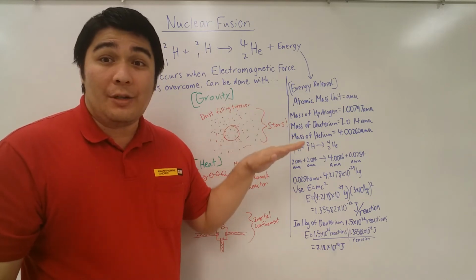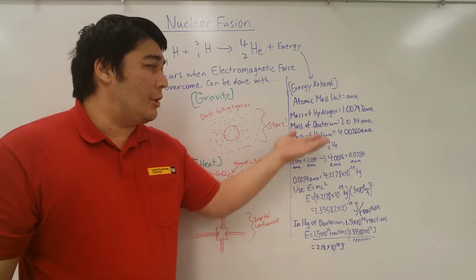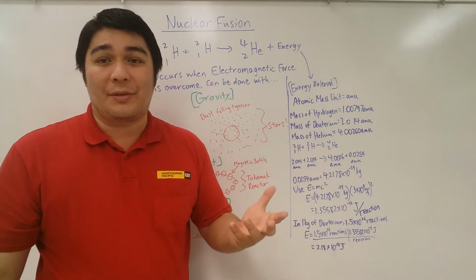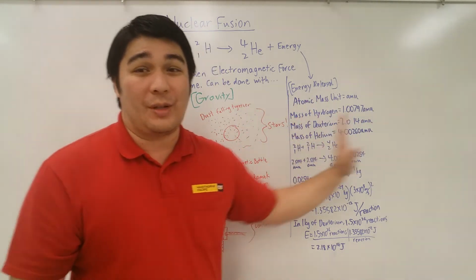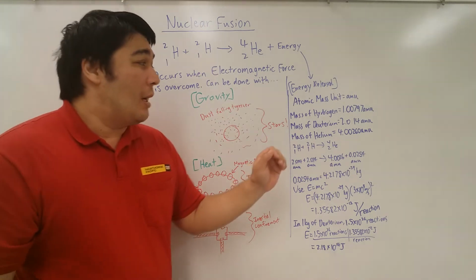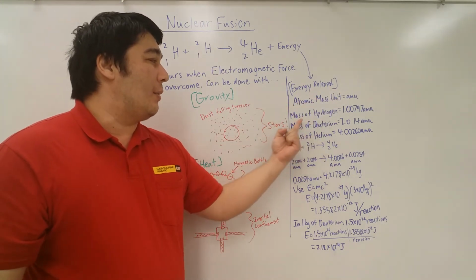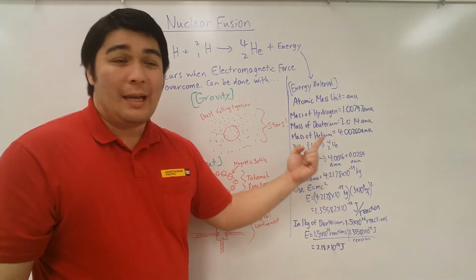To make things a little bit easier, I didn't want to keep writing the mass of hydrogen in kilograms, because I'd be using a lot of scientific notation, and all of the answers would get stretched out way over here. So what I did was use atomic mass units, AMUs. So the mass of hydrogen would be 1.00797 AMU.